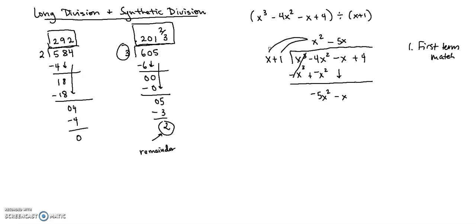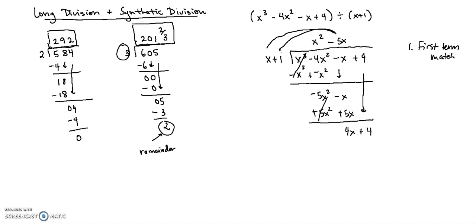Okay, I'm going to erase those lines. Now I'm doing this. Negative 5x times x and negative 5x times 1. So I'm going to get negative 5x squared minus 5x. And then we subtract. Don't forget to change all the signs. That's going to be plus, that's going to be plus. The first two terms cancel out, which is what we need. And I've got negative 1 plus 5. That gives me 4x. And I bring down the next number.